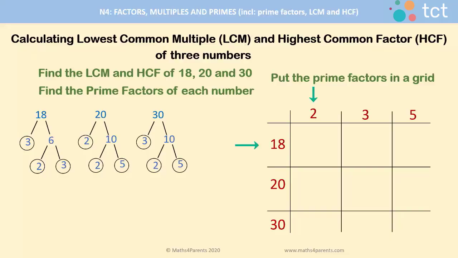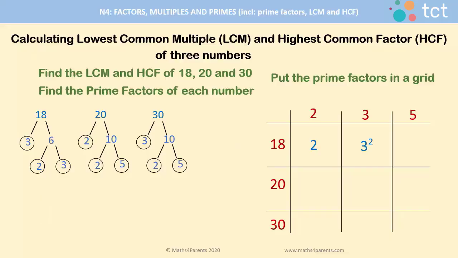Now we're going to look for how many 2's we have for 18. And there's one lot of 2, so we just put that in the grid here. Now we're going to see how many 3's we have for 18. And there are 2 3's, so that's 3 squared. And how many 5's? There are no 5's for 18, so we leave that blank.